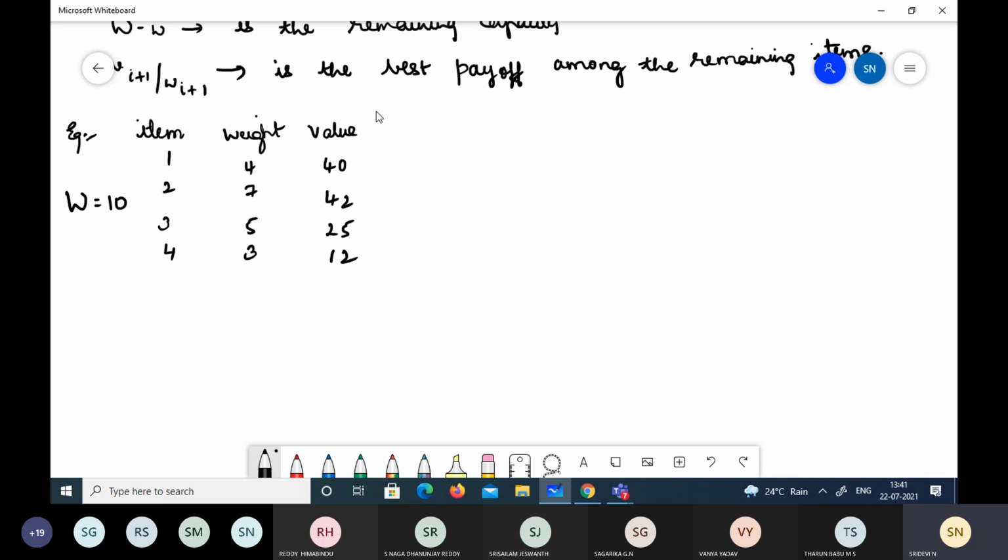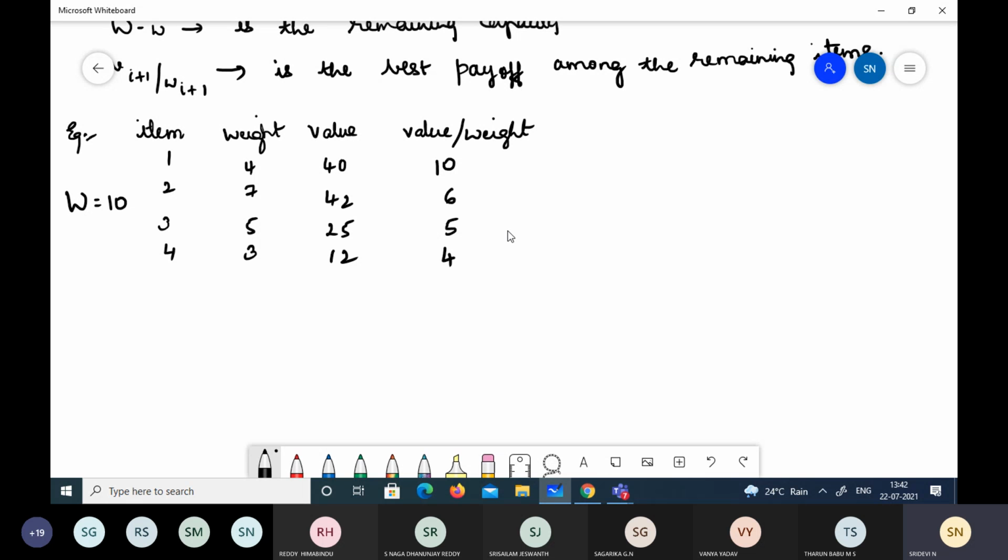The first thing the problem requires is to calculate the value by weight ratio. Value 40 by weight 4 is 10, 42 by 7 is 6, then 25 by 5 is 5, and 12 by 3 is 4. So it is already arranged in order. If it is not in order, you have to arrange it. So we have arranged it by value by weight ratio.